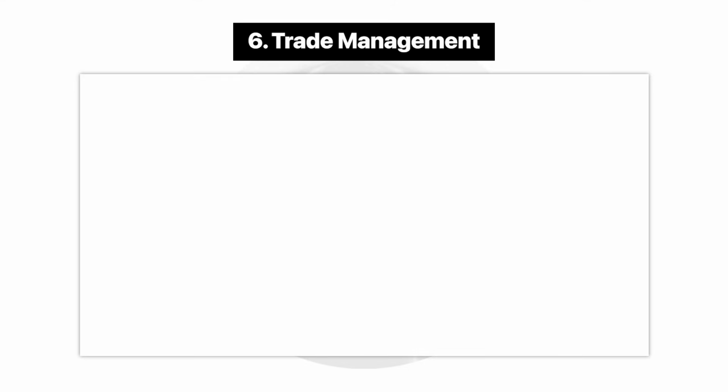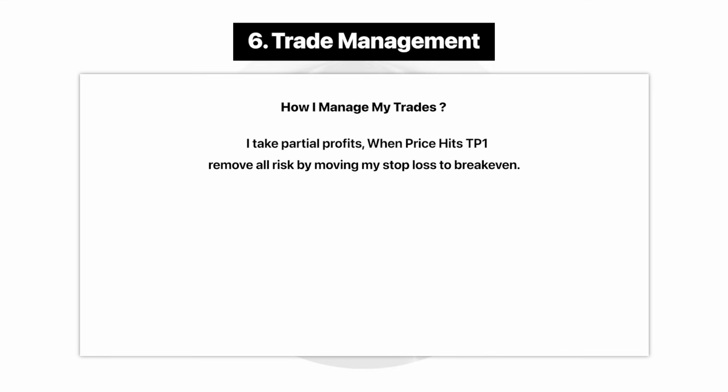This is where consistency is really built. Trade management is non-negotiable. Once a trade gives us an initial move in our favor, we do not allow it to turn into a loss. Here's exactly how I manage every trade. As soon as price hits TP1, I take partial profits and remove all the risk by moving my stop loss to break even. From that point on, the trade is completely protected.